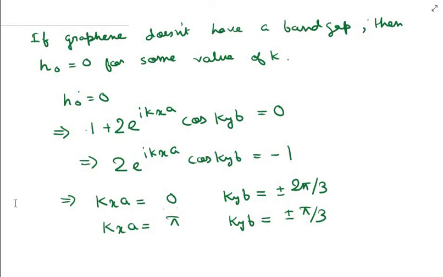Now when it comes to the Brillouin zone, because the first Brillouin zone has both the positive and negative kx axis, we can add another set of points here, which is kxa equal to minus pi, because plus pi we have already written, and kyb is equal to plus minus pi by 3. So in total we have 6 points. So let us just look at these 6 points.